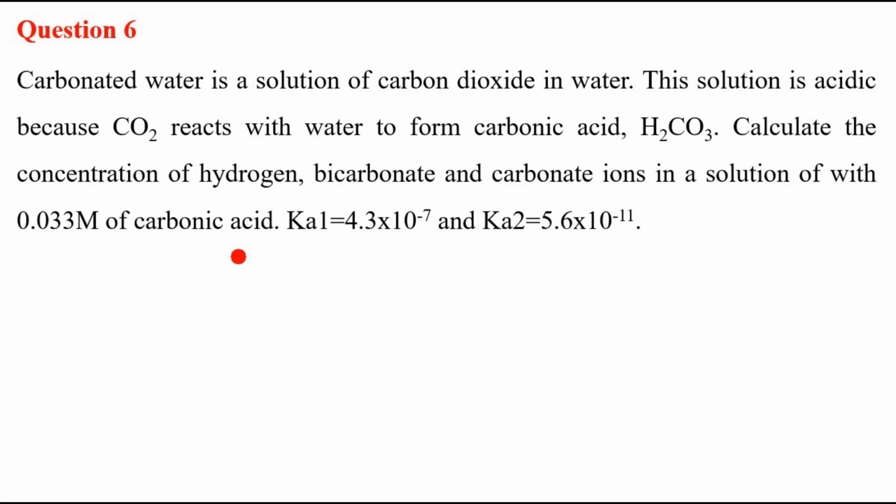Again, the carbonic acid is a diprotic acid. We are given Ka1, which is equal to 4.3 times 10 power negative 7, and you also have Ka2, which is equal to 5.6 times 10 power negative 11. This is what was given. So now they are asking to calculate the concentration of H plus, the concentration of bicarbonate, and the concentration of carbonate.